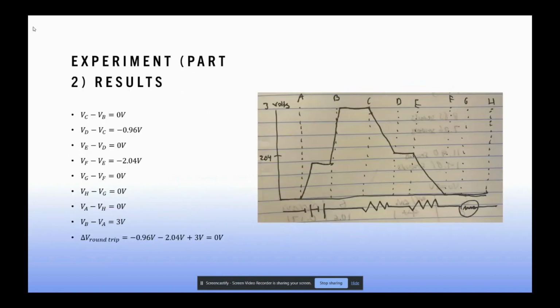This is a list of the various voltage changes across the circuit and the addition of the various voltage drops across the circuit in a round trip. And as we can see, it's 0 volts. And the image on the right is a graph of all this. And as you can see, the final voltage is 0.